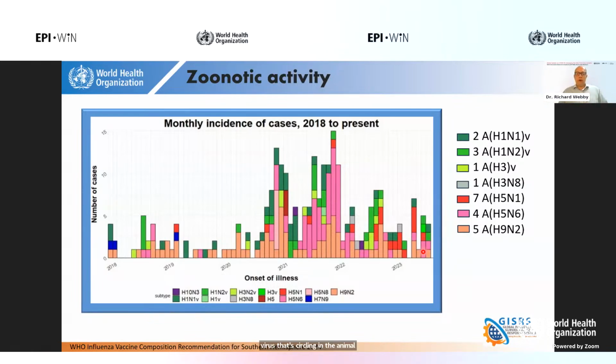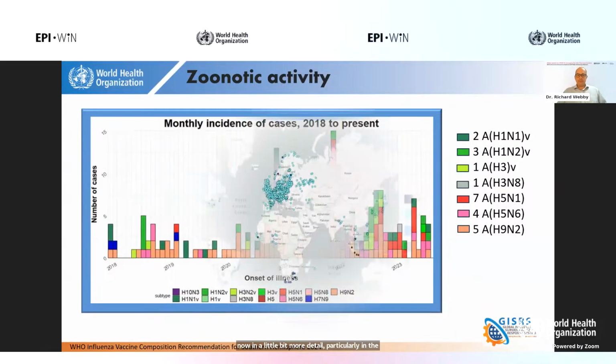There is a huge diversity of different influenza viruses circulating in some of these animal populations. It's only a small percentage of those that we actually see making this jump into humans, and they're represented by these different bars here. Sorry, it's covered up on my end. These are the different subtypes of animal influenza viruses that we detected in humans in the past 6 months. And we'll talk about some of these now in a little bit more detail, particularly in the context of, do we need to update our arsenal of candidate vaccine viruses?